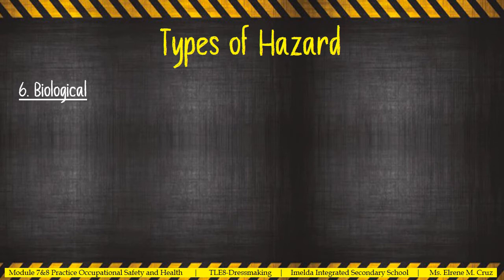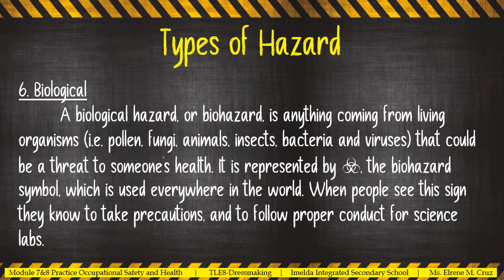Number 6. Biological. A biological hazard or biohazard is anything coming from living organisms, such as pollen, fungi, animals, insects, bacteria, and viruses, that could be a threat to someone's health. It is represented by this symbol, the biohazard symbol, which is used everywhere in the world. When people see this sign, they know to take precautions and to follow proper conduct for science labs.